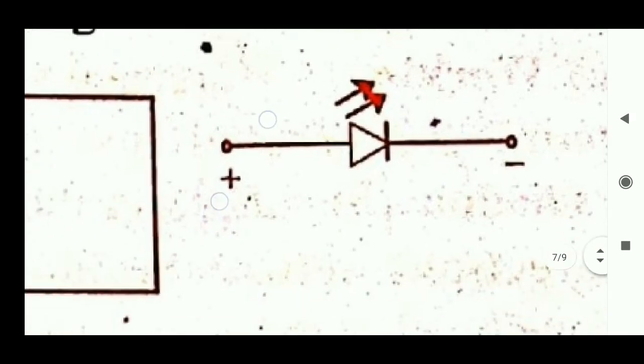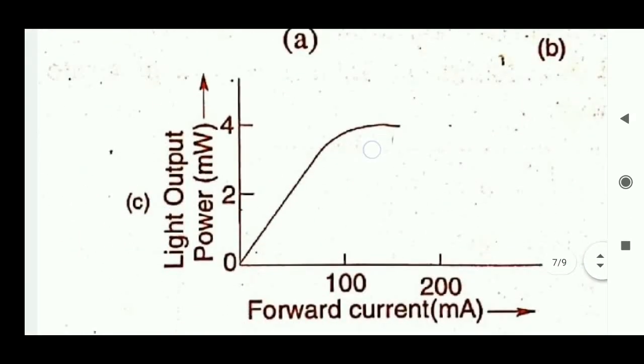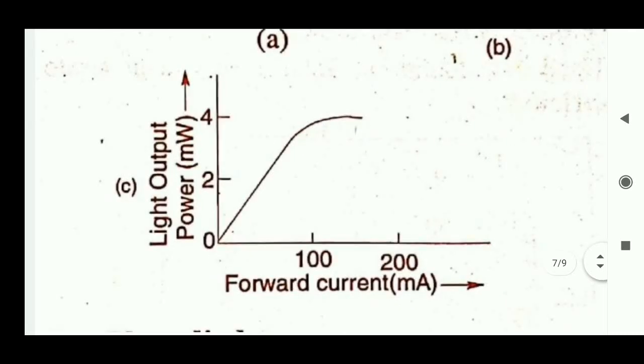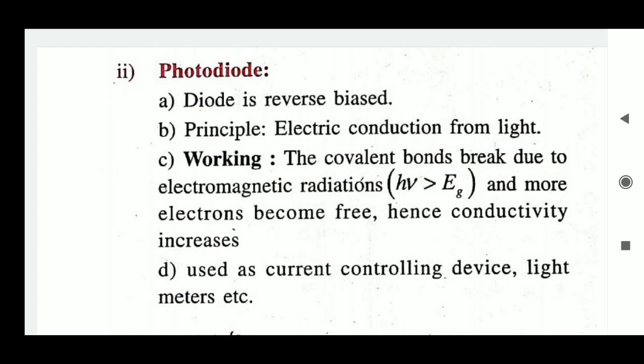the junction. If you take a graph between power emitted by the LED, or output power, and current flowing through the diode, if current flowing through the diode increases, power increases, but beyond a certain value, power output becomes constant. Even if current increases, it stays constant. These LEDs are used in power indicators in different electronic devices, and also in display systems like LED TV. Now let's see about a photodiode.